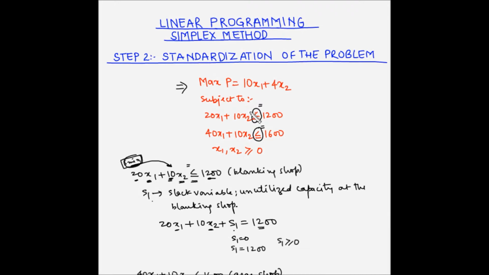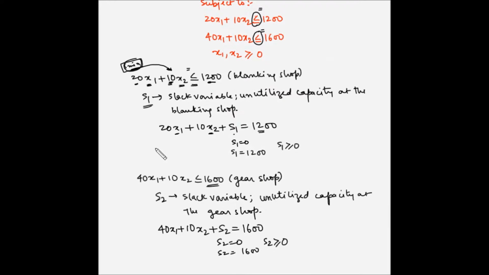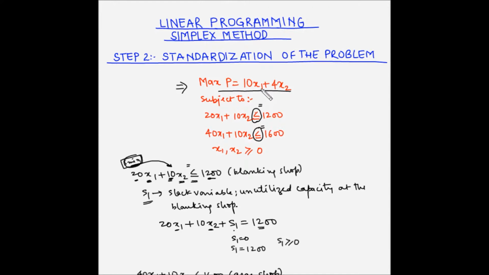Now next we look at the objective function, which is to maximize P, where P is equal to 10 times x1 plus 4 times x2. Now since we have introduced two slack variables S1 and S2 in the constraints, the simplex method requires that the objective function must contain every variable in the system. So basically we need to add S1 and S2 to this objective function.